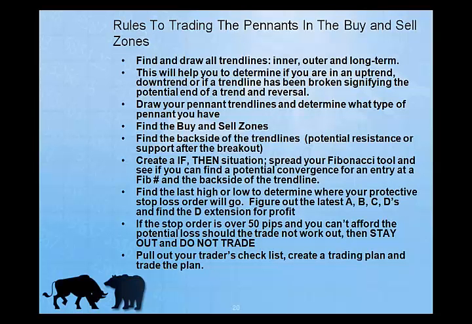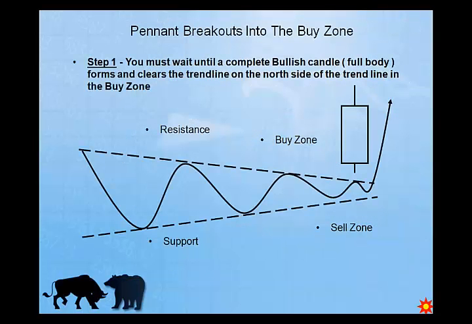And remember, if it's over 50 pips or over the 5%, sometimes you're going to be able to go over that. You might be able to go 100, 150 pips as long as it's under that 5% rule. If it doesn't meet that equity management of the 5% or 50 pip rule, then you just have to stay out of that trade. You pull out your trader checklist and you create a trading plan.